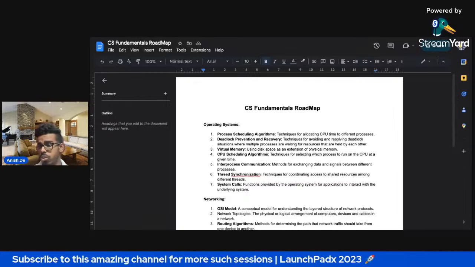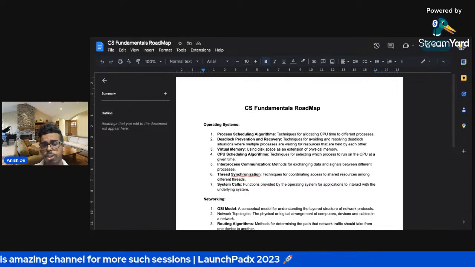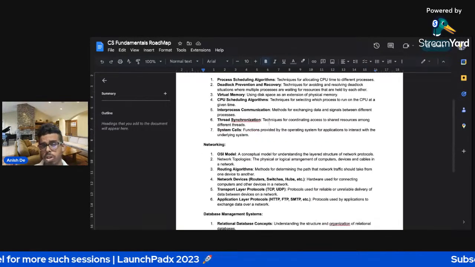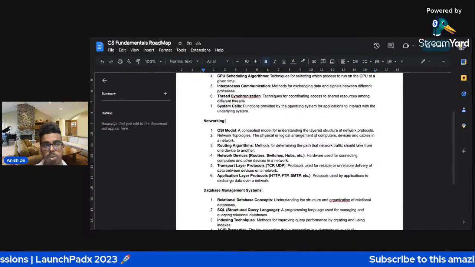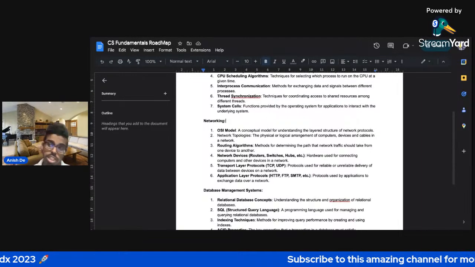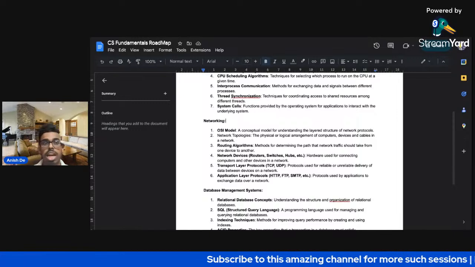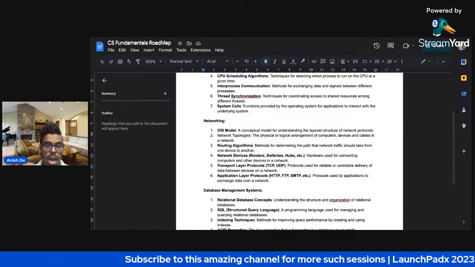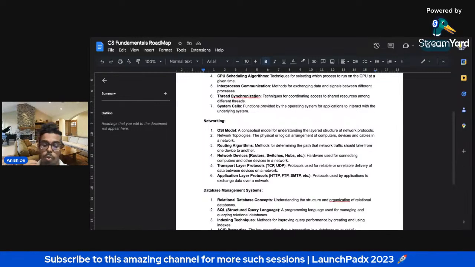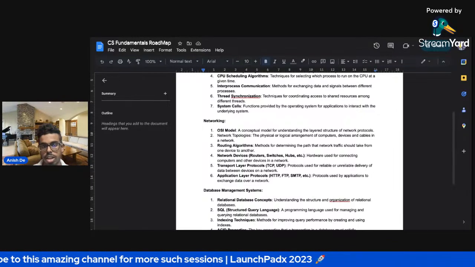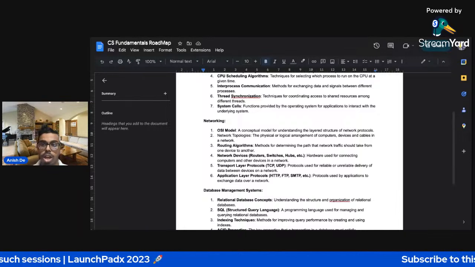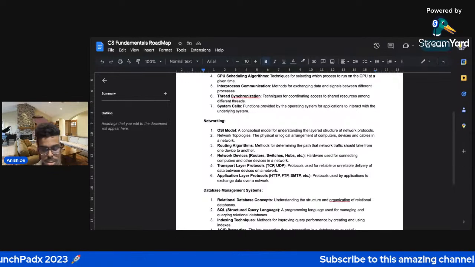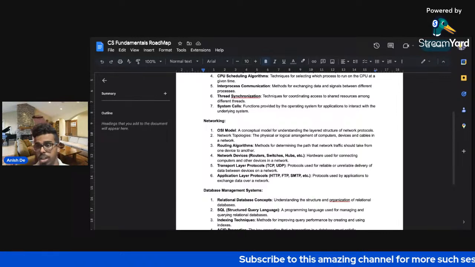Read about IPC and threading, and if I talk about networks, read about the OSI model. This is very, very important. Read about routing algorithms, the advantages and disadvantages of each, and also try to have some knowledge of the scenarios in which they should be used, because different routing algorithms will be used in different scenarios, right? So read about those.